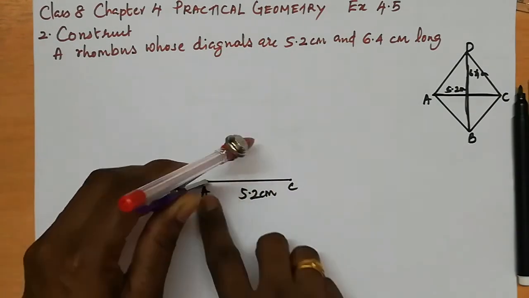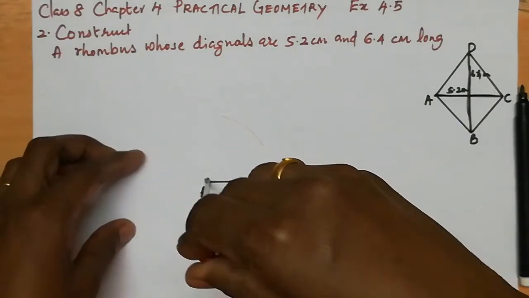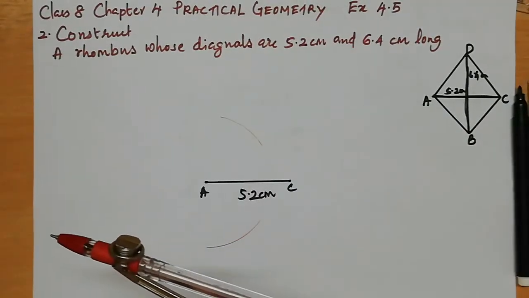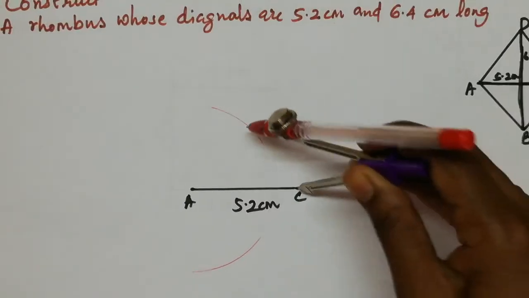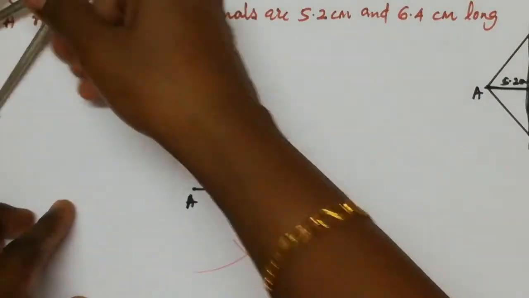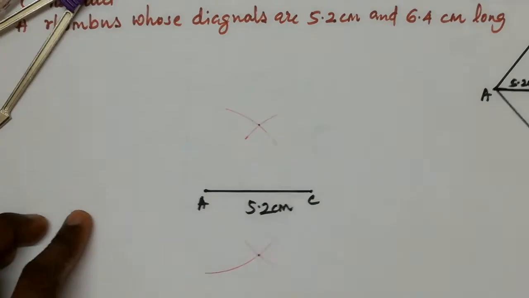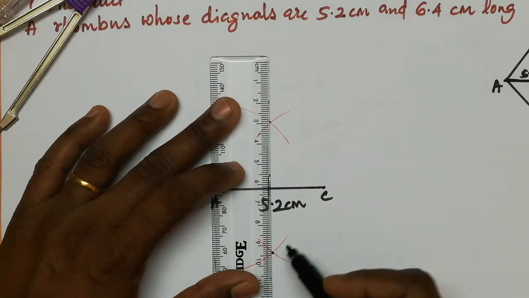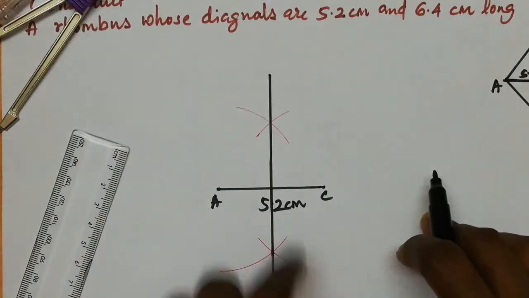Pointing at A, we will mark an arc up and down. Then without changing the compass, pointing at C, we will make another arc up and down. Now we got intersecting points. Now we can join these 2 points. This is the bisector of AC.